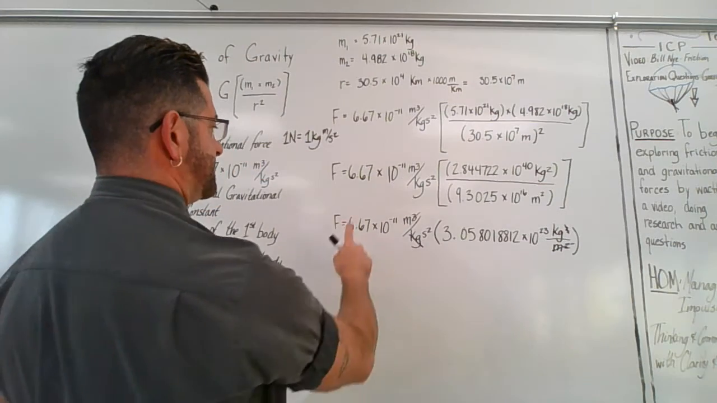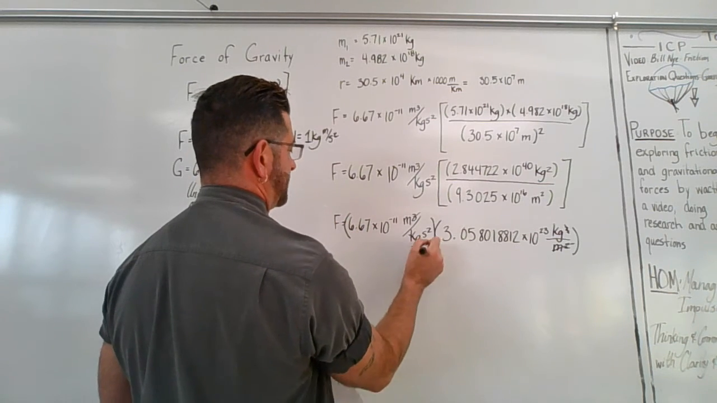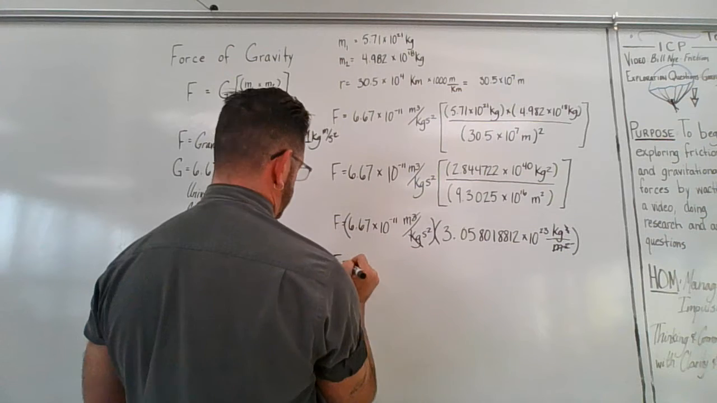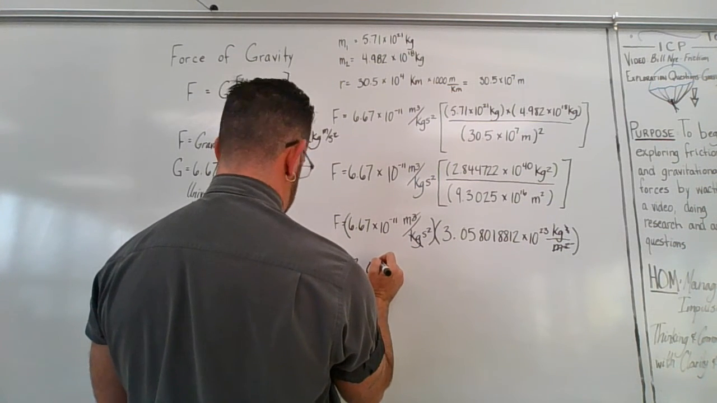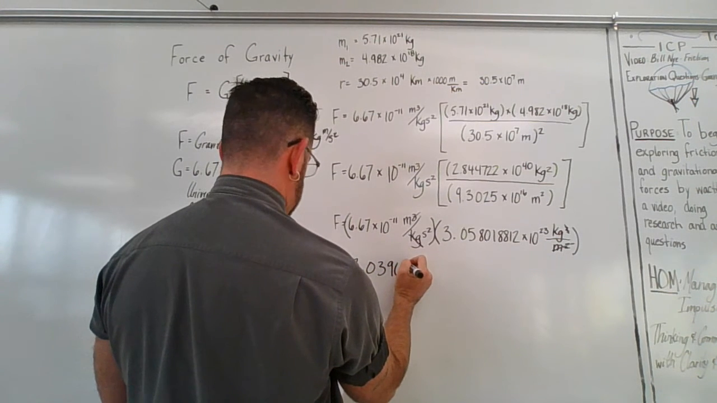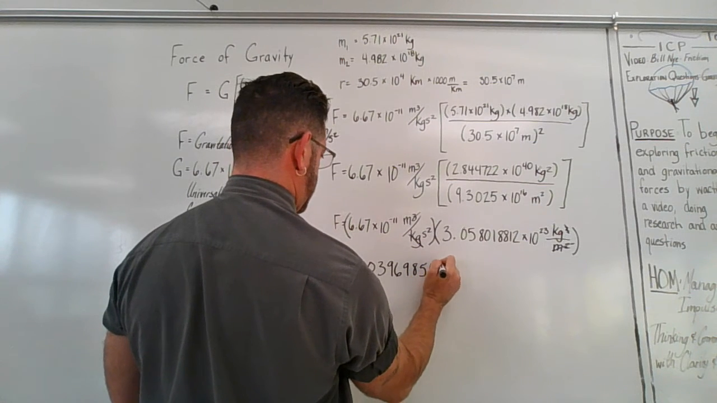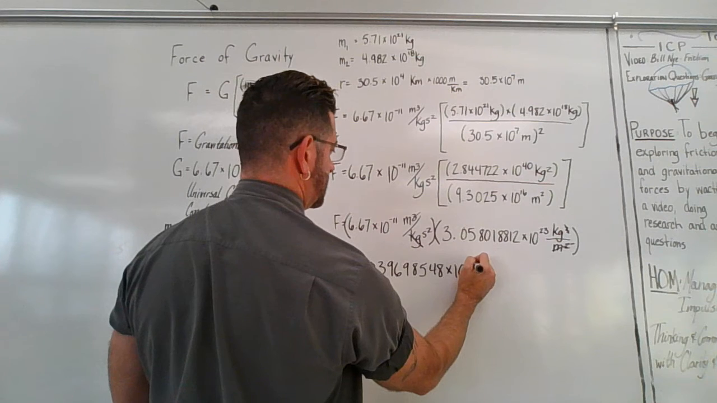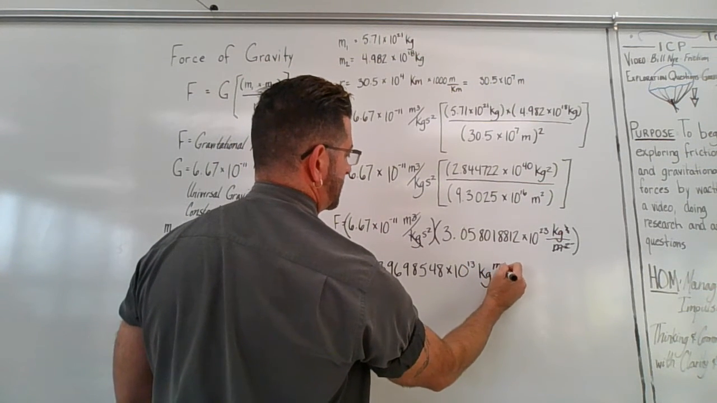Now we multiply these two numbers together. And again, when you put it in your calculator, pop parentheses around that. It'll help keep all that neat and clean. And you should get a force equal to 2.039698548 times 10 to the 13th kilogram meters per second squared.